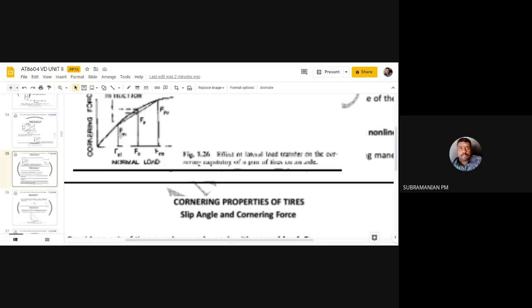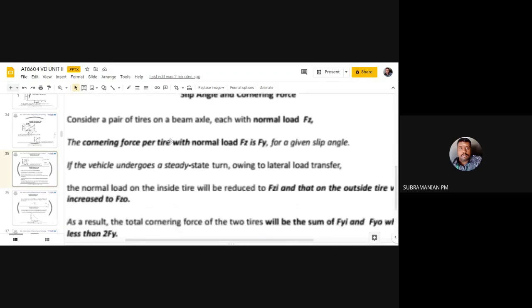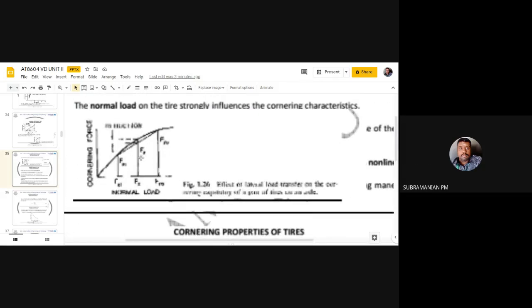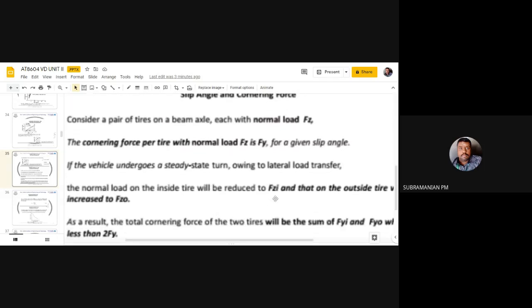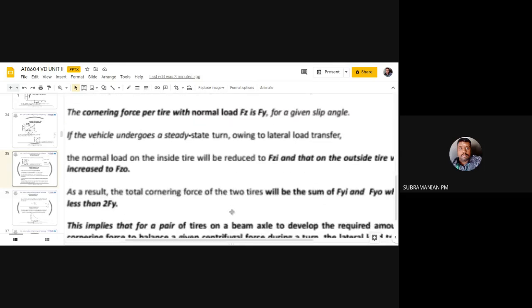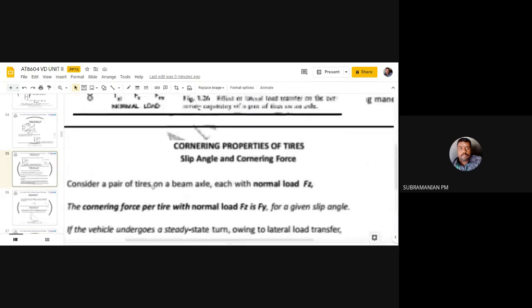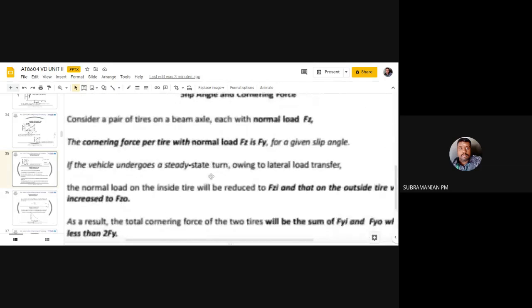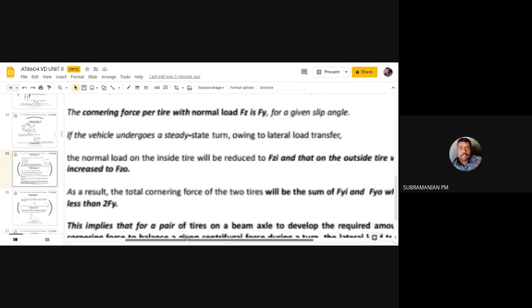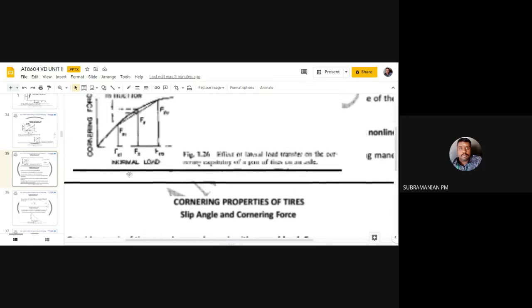So you can see the inner tire's normal load will get reduced, and the outer tire's normal load is getting increased. Previously it is FZ. The inner tire's load is getting decreased to FZI, and the outer tire, compared to FZ, is getting increased to FZO.